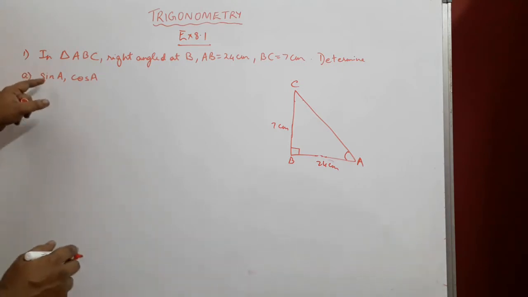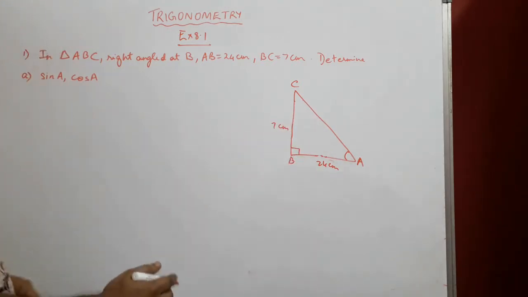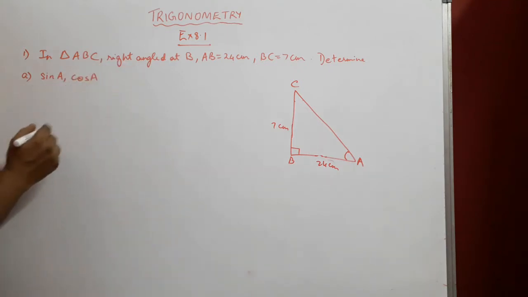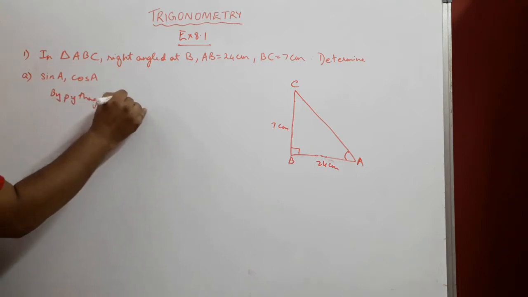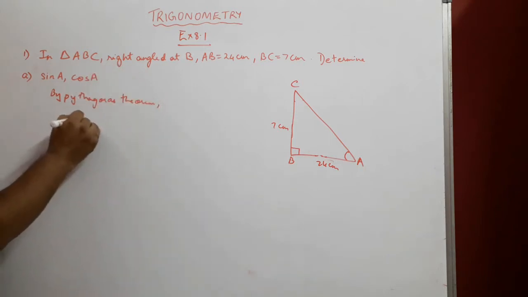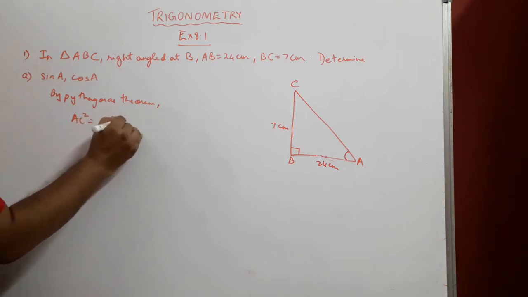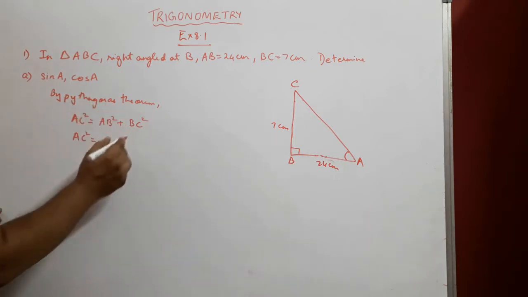So for any sine A and cos A, we will need to know what the hypotenuse is. Let us first find the hypotenuse. To find the hypotenuse, we need to know the Pythagoras theorem. So by Pythagoras theorem, what does it say? It says that the square of the hypotenuse is equal to the sum of the squares of the other two sides. So AB square plus BC square. We leave this AC square on the left hand side as it is.